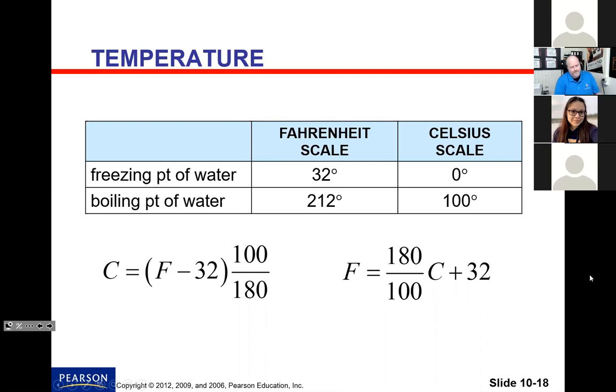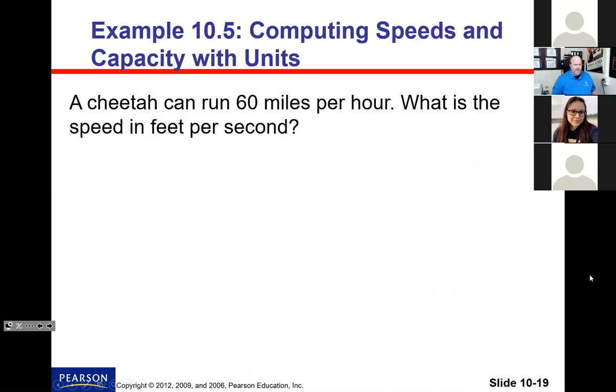That's temperature. Okay, now, next one. You get questions like this. A cheetah can run, I think it is still the fastest animal on the earth, 60 miles per hour. So what is this in feet per second? Oh my goodness. This is a typical question you would get when you're doing conversions.